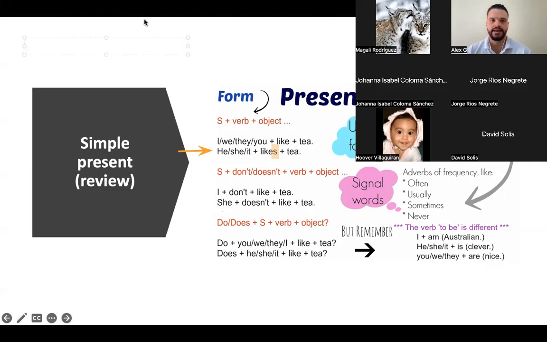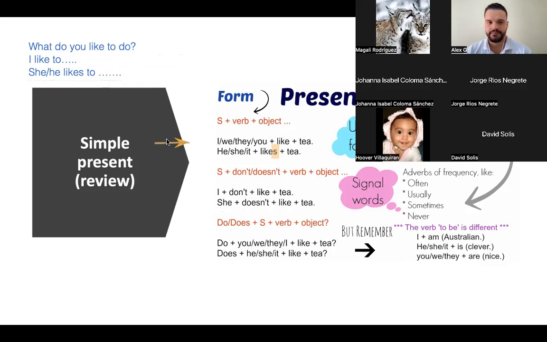Let's do some examples here in the simple present. For example, if I ask you guys, what do you like to do? What do you like to do? I like to plus the verb, or if it's third person, she, he likes, make sure to use the S, to plus the verb. Let's see, let's begin with maybe David.